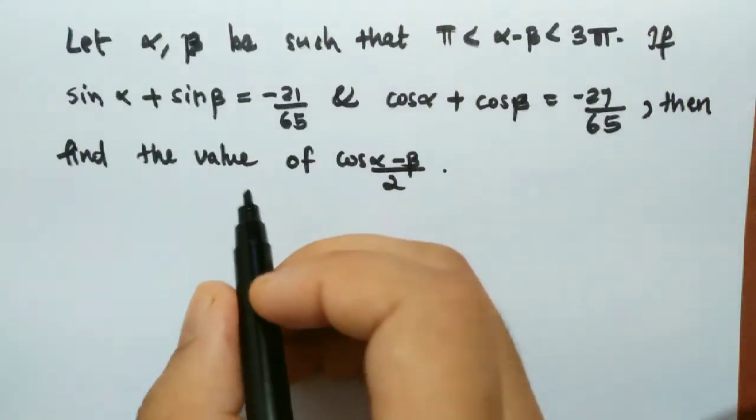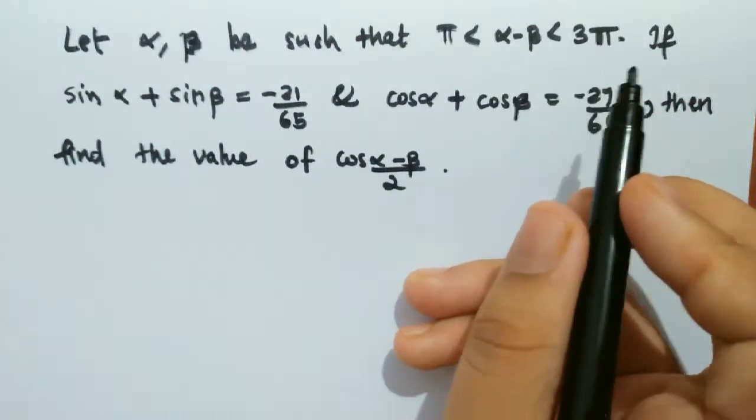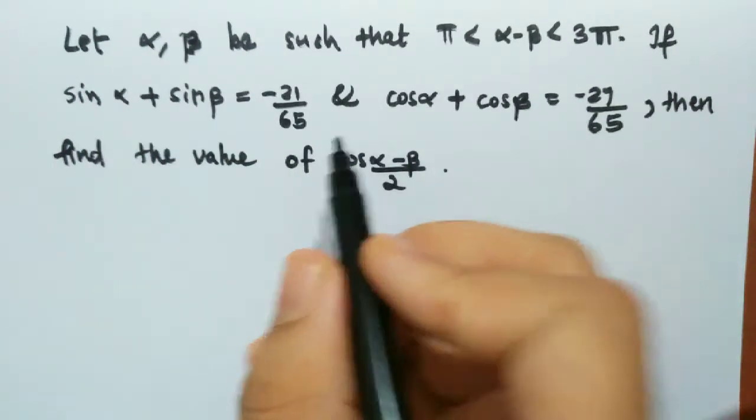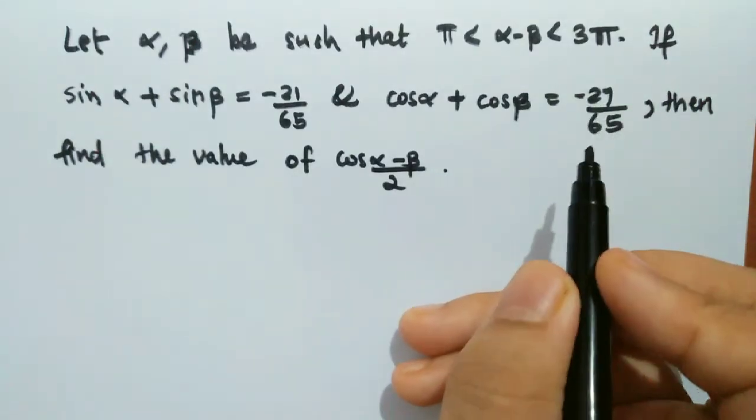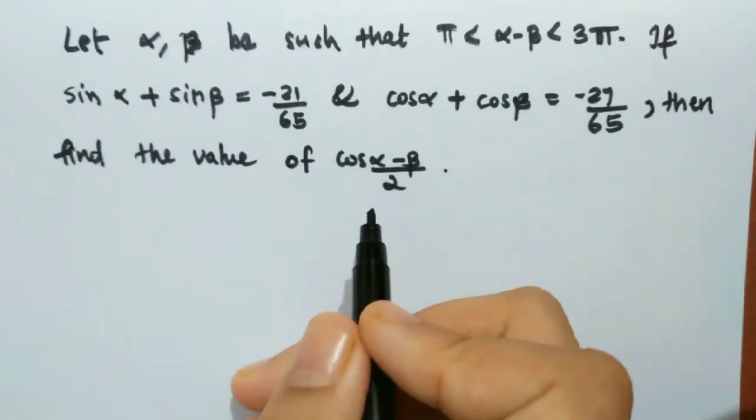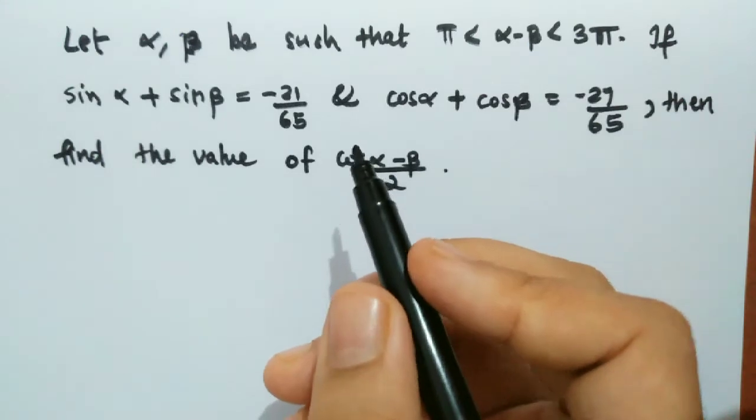Let alpha and beta be such that pi < alpha − beta < 3 pi. If sin alpha + sin beta = −21/65 and cos alpha + cos beta = −27/65, then find the value of cos((alpha − beta)/2). So this is also from the chapter trigonometric functions.